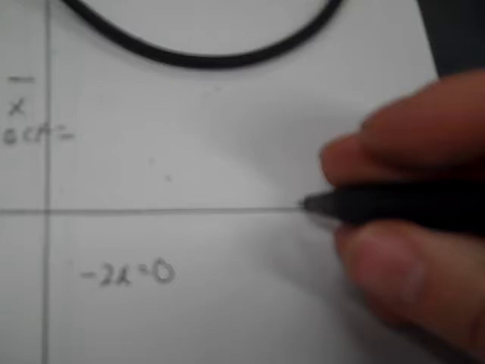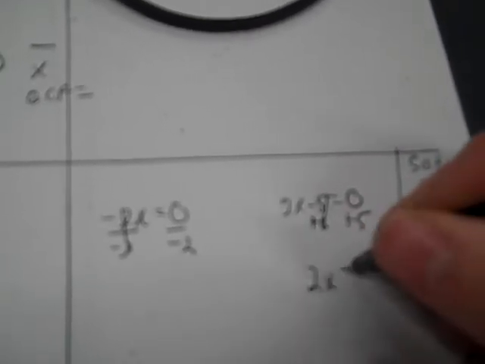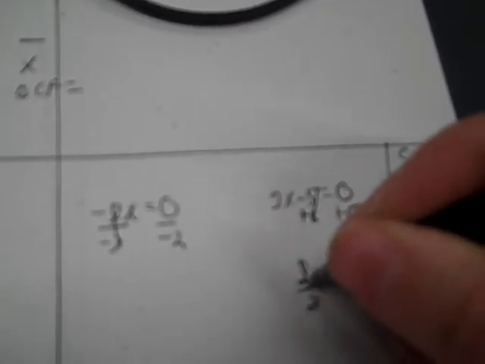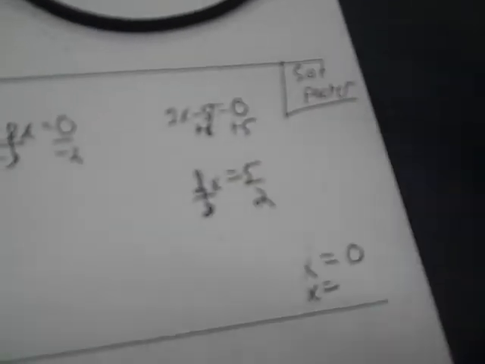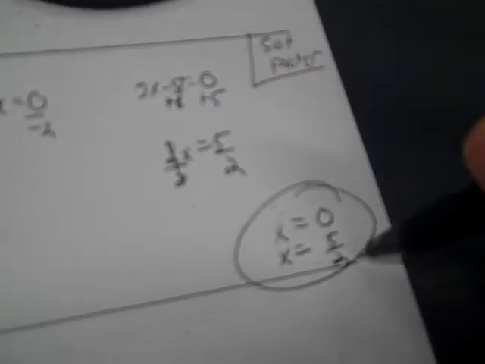So either negative 2x could equal 0 or 2x minus 5 could equal 0. So I divide by negative 2 here and I get 0. And here I add 5 and then divide 5 by 2. It's 2.5. You're more than free to put 2.5 down. I'm going to put 5 over 2 down. Okay. But on a story problem, you'll want to put the decimal.